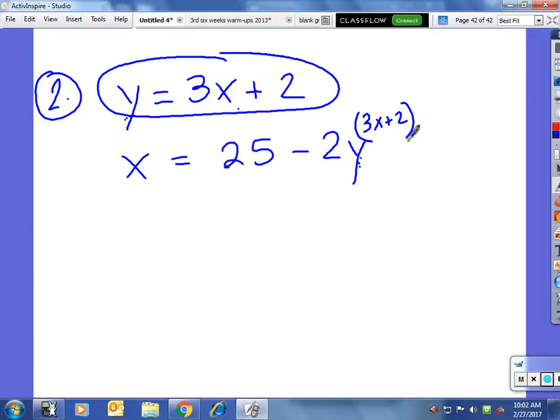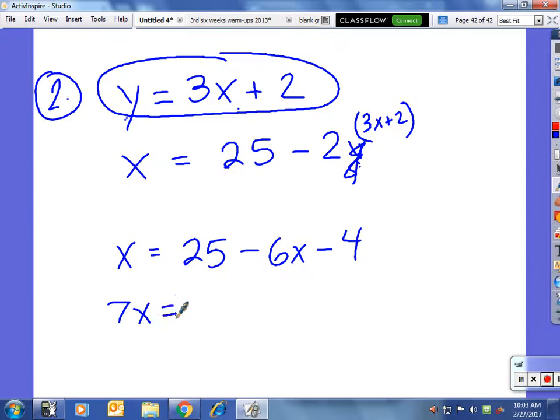Okay, so now we have equations with x's, because we really took this y out and put a 3x plus 2 in its place. Solve that for x, please. I'll race you on your mark, get set, go. And show me with your hands what you got for x. Good.